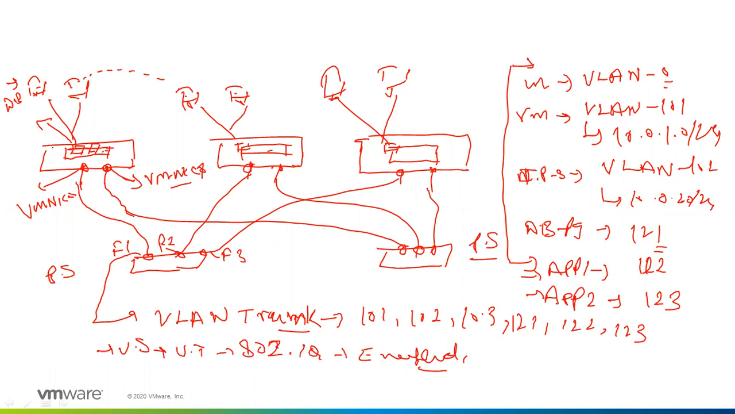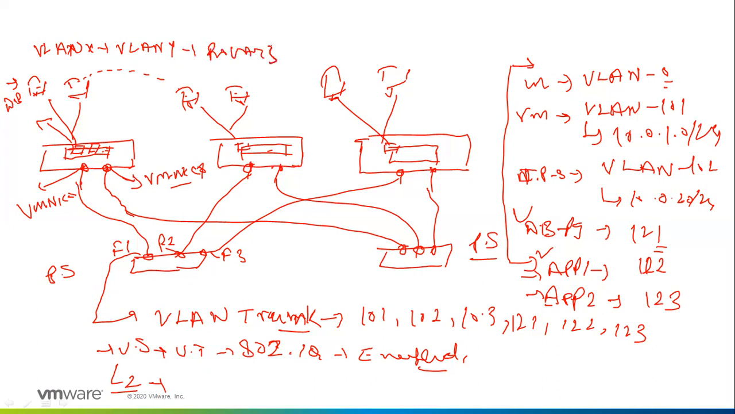the question is, sir, that's fine. Now my L2 communication is okay. But if my DB VMs want to talk to app VMs or app 2 VMs, any cross-VLAN communication, for that purpose we need the routing function. What do we need? Routing. If VLAN X wants to talk to VLAN Y, then routing is required for that. All right. So where can we configure routing?